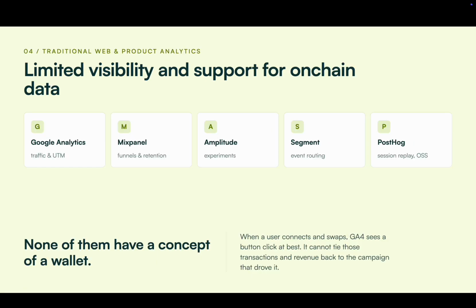Traditional analytics platforms are still useful in DeFi. They help teams understand traffic, funnels, retention, and user behavior on the front end. The limitation is that they were not built around wallets and crypto. Once activity moves on-chain, visibility becomes limited. They can tell you that someone clicked a button. They can't reliably connect that action to a transaction that happened later on-chain.